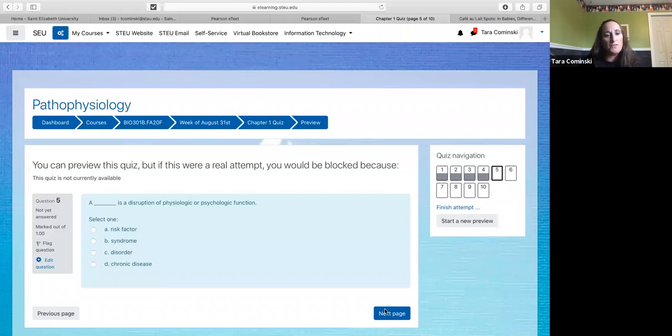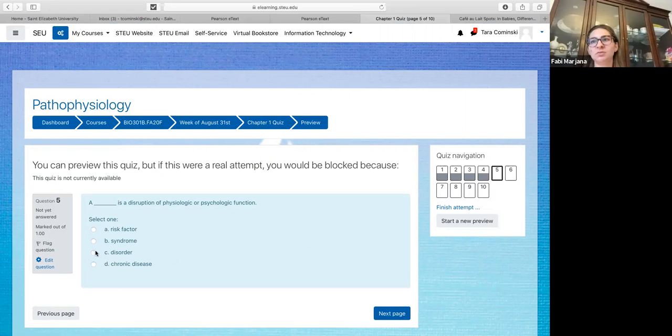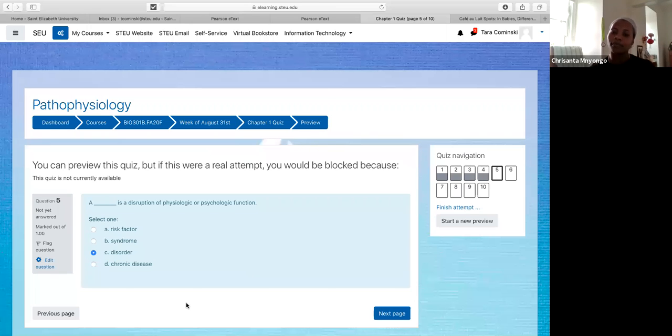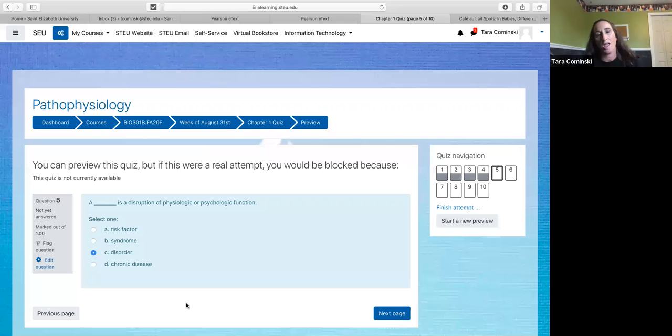Blank is a disruption of physiologic or psychologic function. Disorder, right? So we can talk about a psychological disorder or a physiological disorder. If we talk about chronic versus acute, what do we mean by that? Chronic is long-term. And what about acute? Appears quickly. Yeah, and goes away quickly usually. If you think of injury, an injury is usually acute, although it could lead to chronic issues.